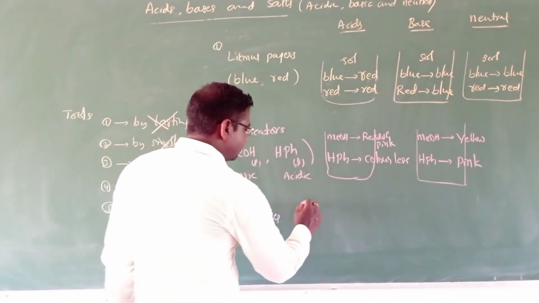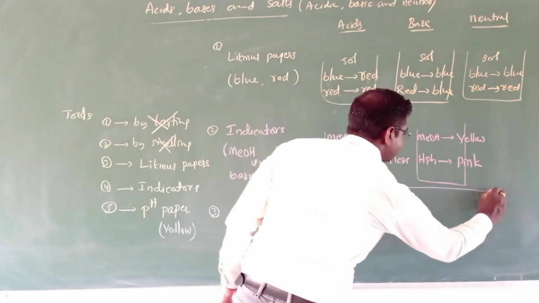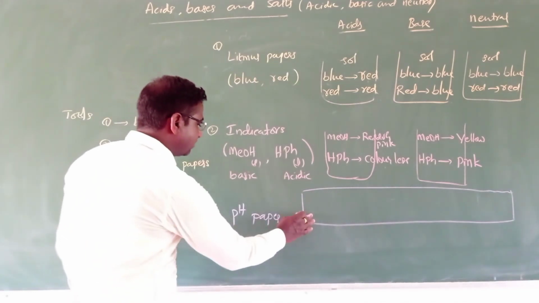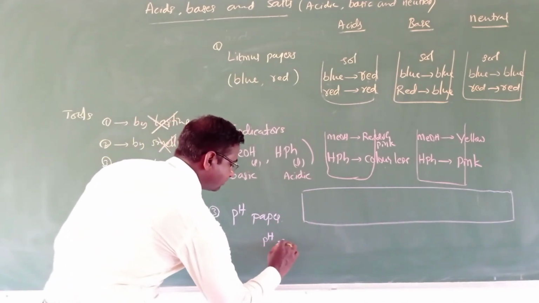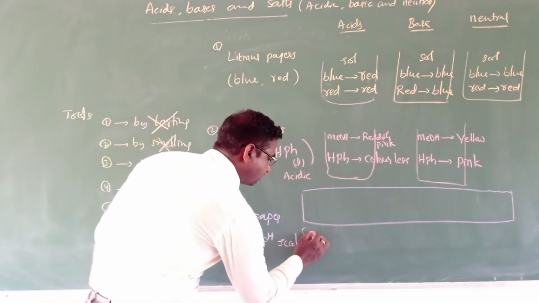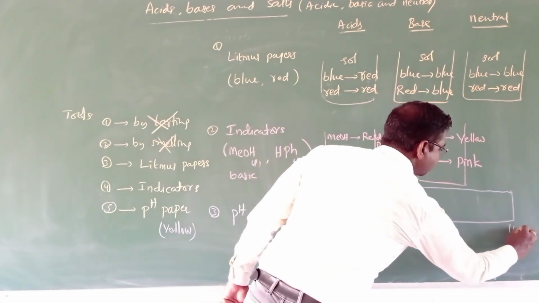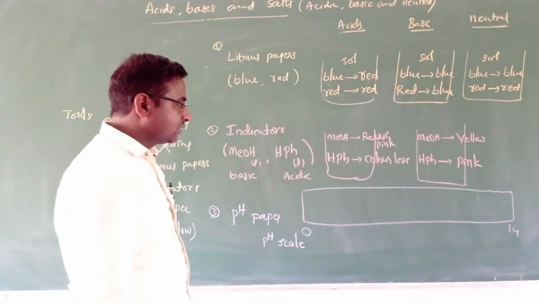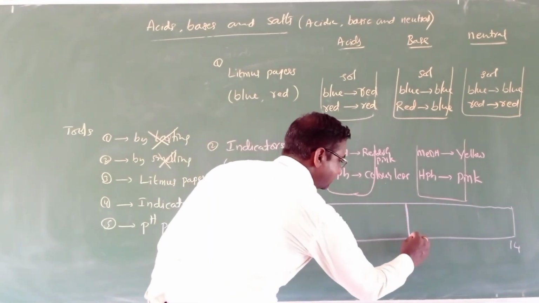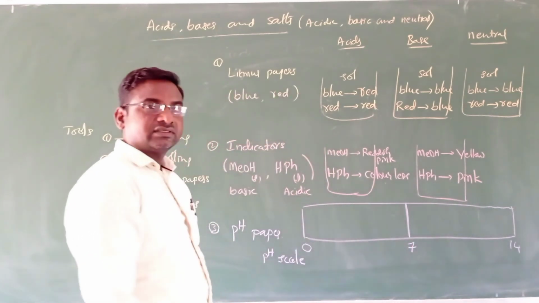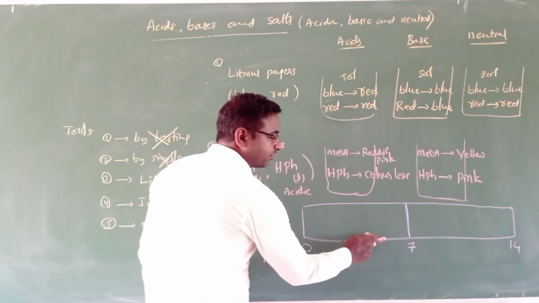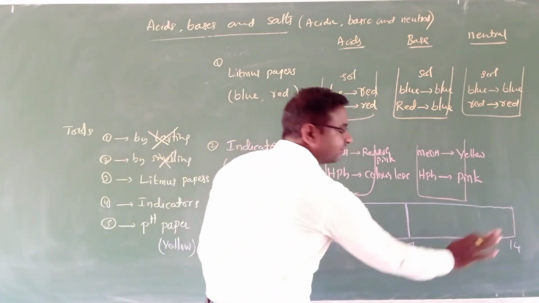So here the pH scale consists of 14 digits. That starts from 0 to 14. Let us assume this is the midpoint, here 7. This is the pH scale: 0, 1, 2, 3, 4, 5, 6, 7, 8, 9, like that up to 14.